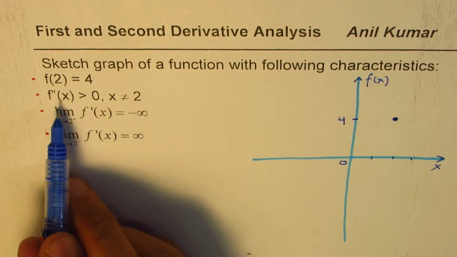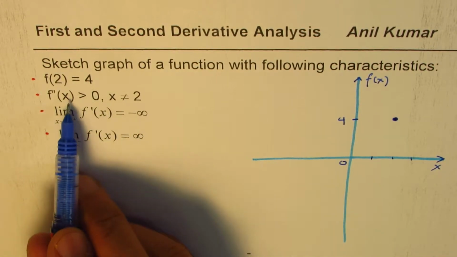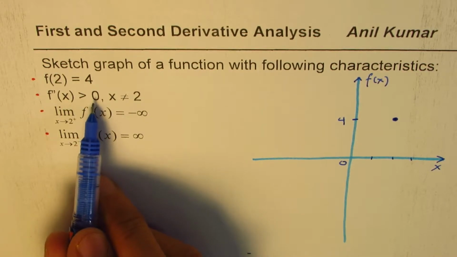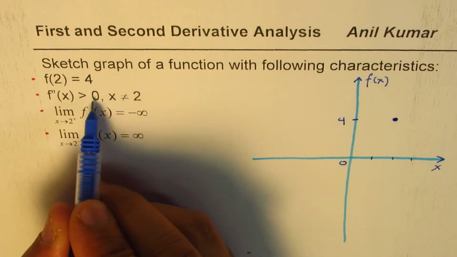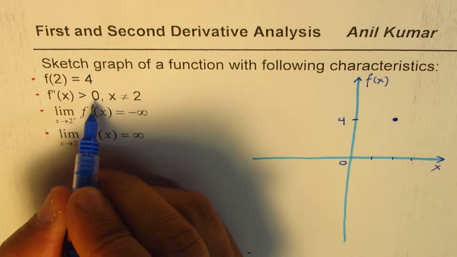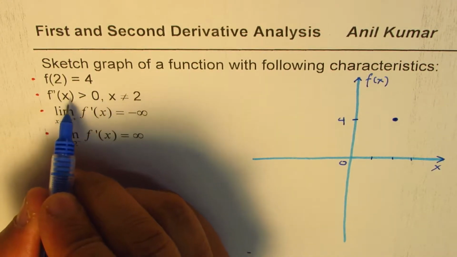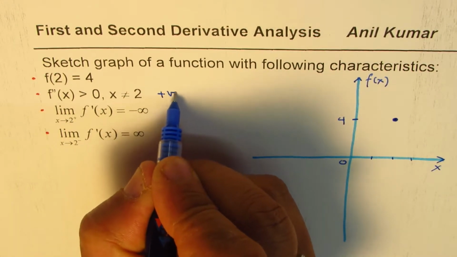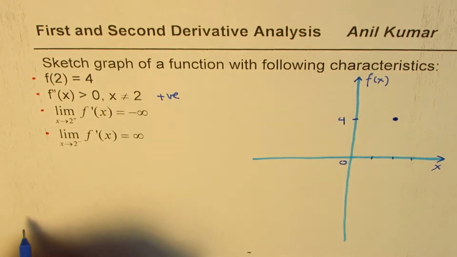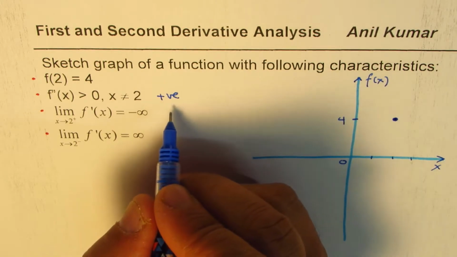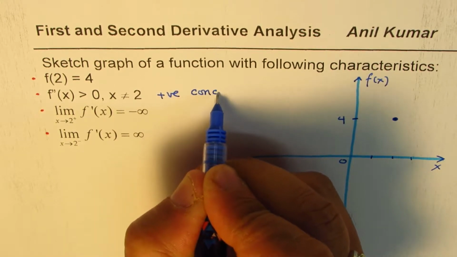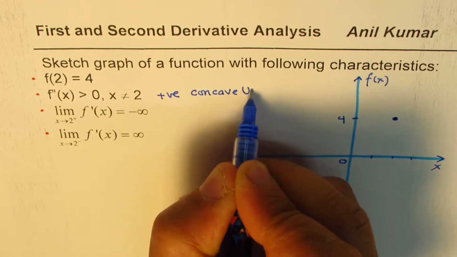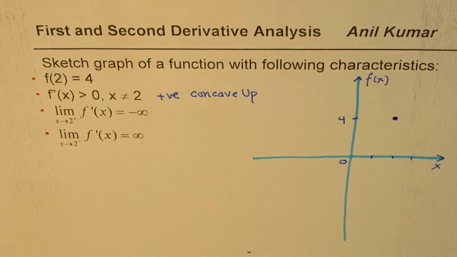Now what we're given here is that the second derivative is greater than 0 for all values except 2. That really means that the second derivative is positive, right? If the second derivative is positive, we expect the graph to have what kind of shape? It should be concave up, right? So that makes the second derivative positive.